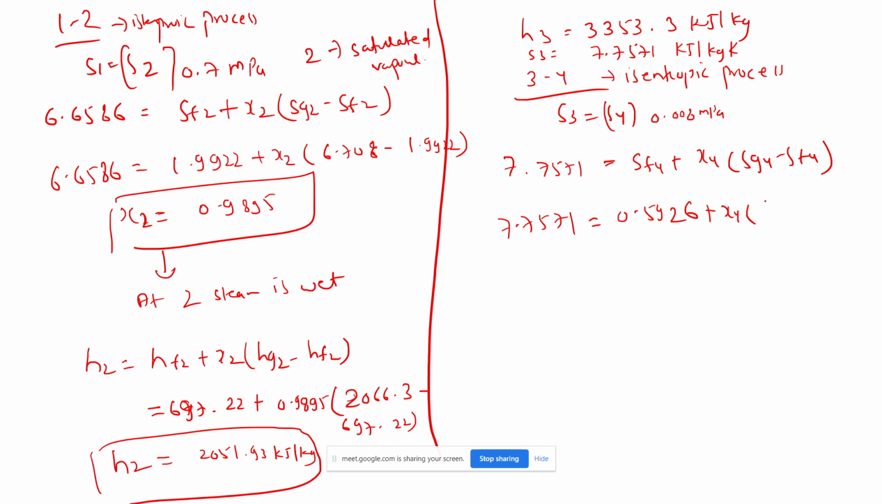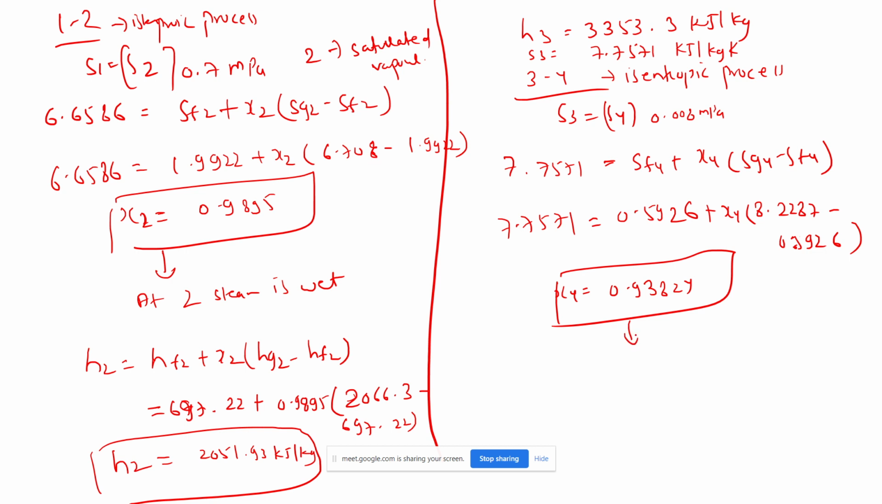So X4 equals (7.7571 minus 0.5926) divided by (8.2287 minus 0.5926). What is the value of X4 we will get here? 0.93824. So at point 4, the steam is again wet. So the enthalpy at point 4 we can determine after that.